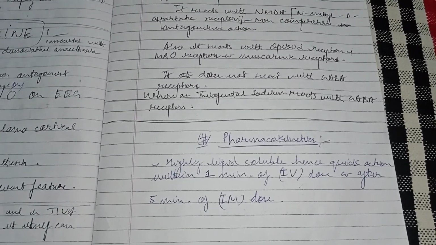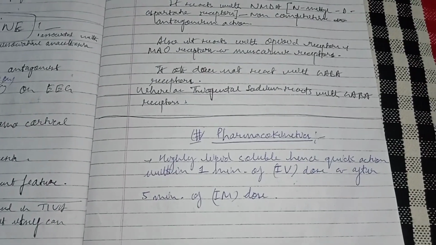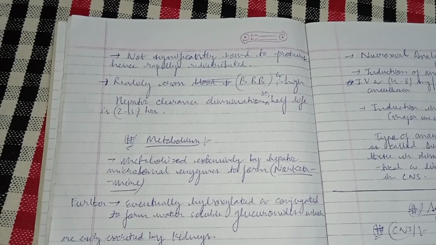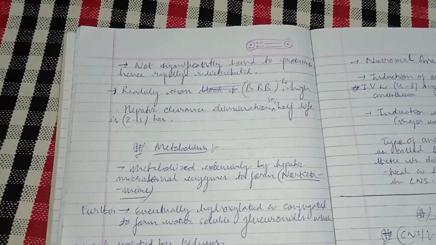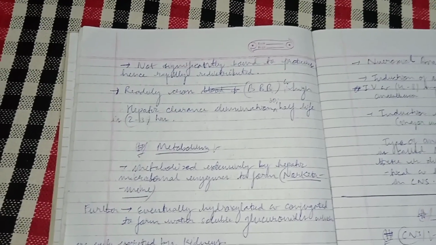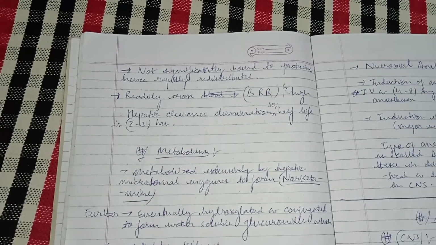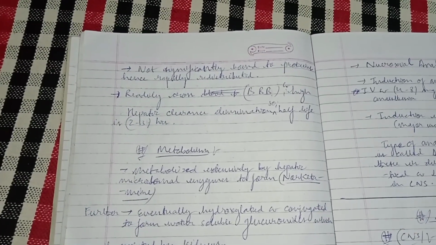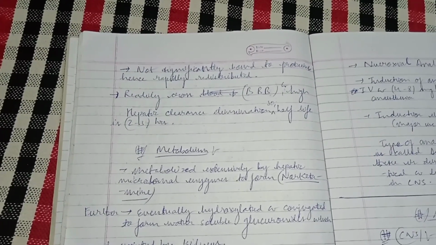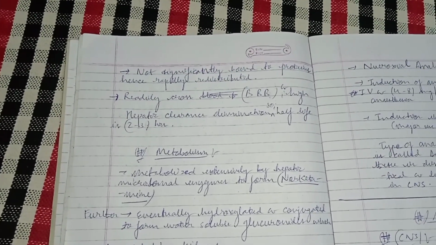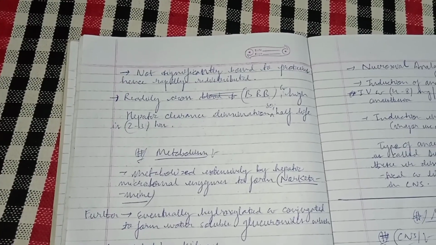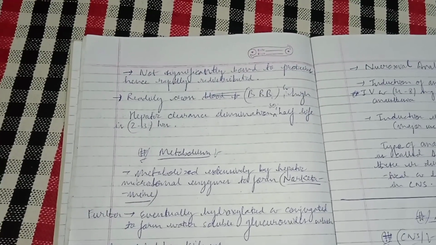Let's look at the other points too. It is not significantly bound to proteins, hence rapidly redistributed all over. The next point is that it can readily cross the blood-brain barrier, as we looked at earlier. Being lipophilic, it can easily cross the blood-brain barrier, and high hepatic clearance ensures that its half-life is just 2 to 3 hours.